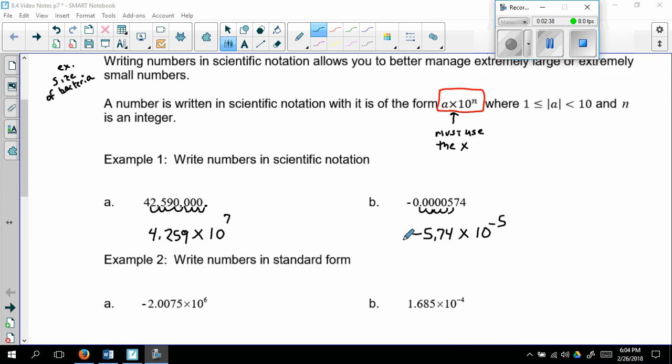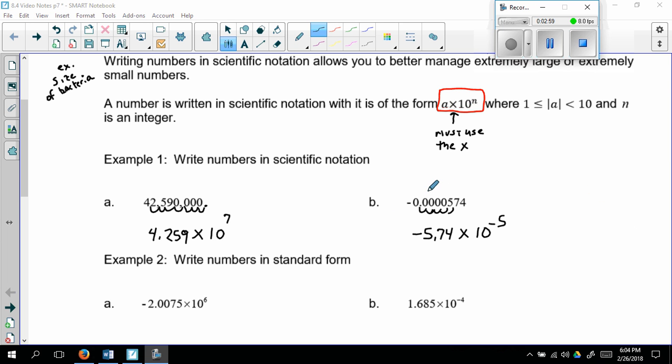Okay, you should have gotten negative 5.74. It's negative because the original number was negative. Times 10 to the negative 5th. It's a negative exponent because this is a really small number. Remember, 10 to the negative 5th is the same thing as 1 over 10 to the 5th, which is the same thing as 1 100,000ths.